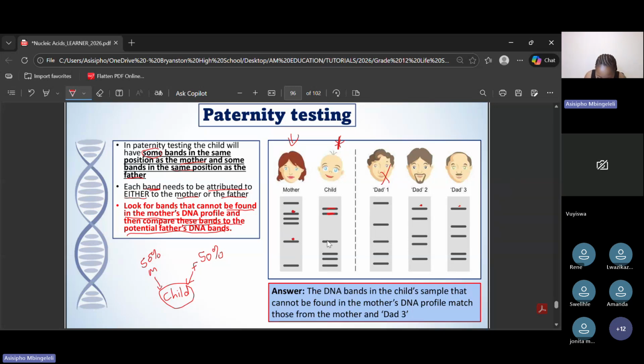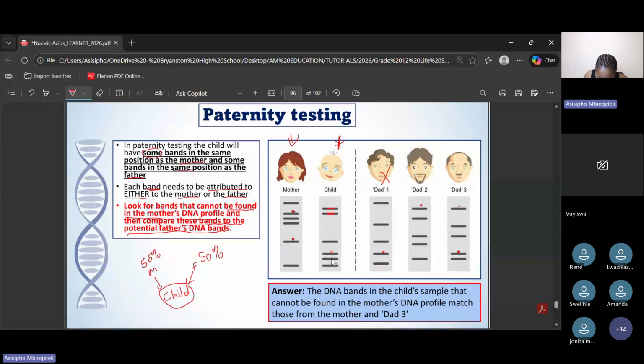Then what about this band over here? Do we find it in dad 1? Yes, we do. But remember, dad 1 was eliminated already. You can still highlight dad 1 if you want. And then we're not finding it in dad 2. And then in dad 3, we are finding it. There it is. Remember, we need to read all the bands. We can't just make a decision by 1 or 2 bands. We need to read all the bands from the child.